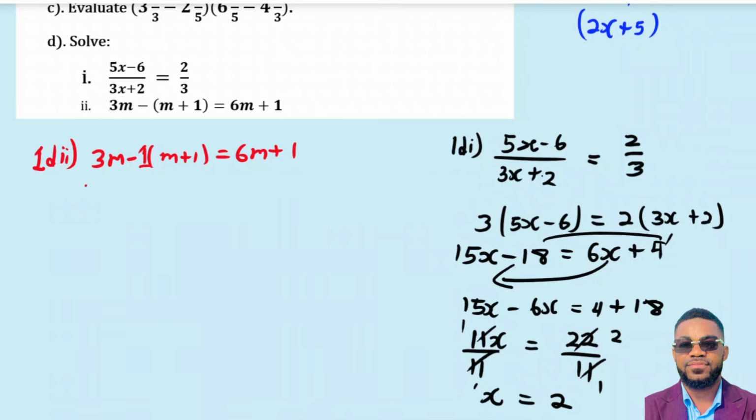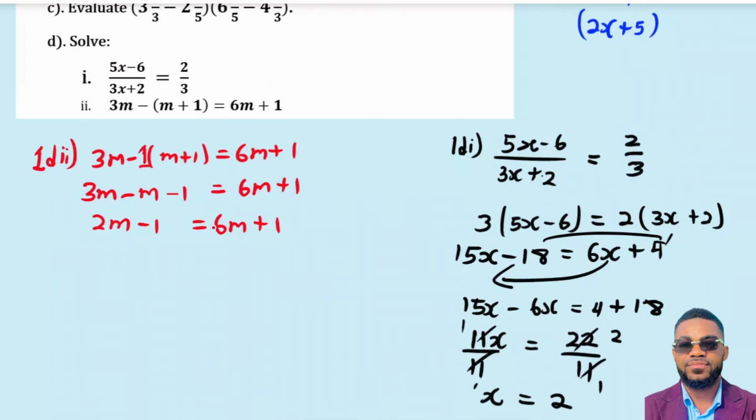So that means that we're going to get 3m. Now remember, this is negative 1 because this negative sign is affecting the 1. So to remove the bracket, we have to multiply this negative 1 by the terms in the bracket. So negative 1 times m, we have negative m. And negative 1 times 1, we're going to get negative 1. And that is equal to 6m plus 1. So now we can simplify this, guys. 3m minus m, that will give me 2m minus 1 equal to 6m plus 1.